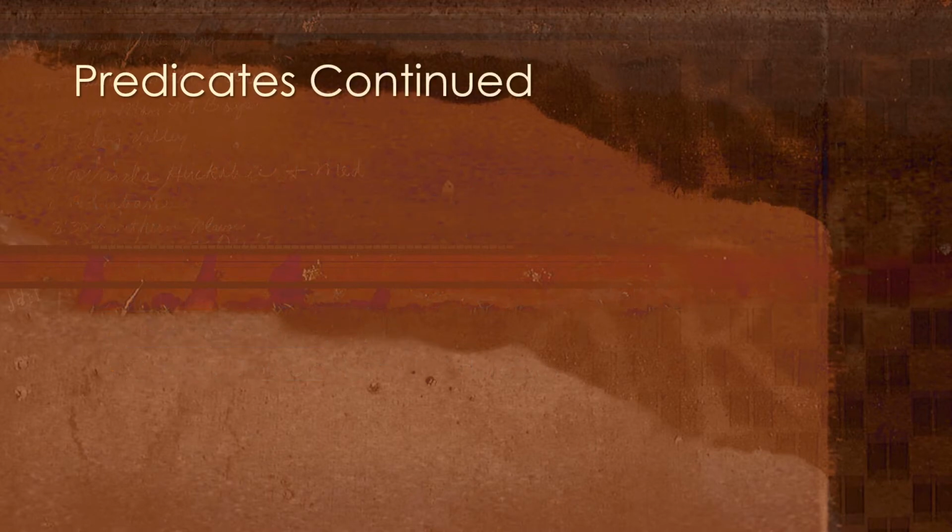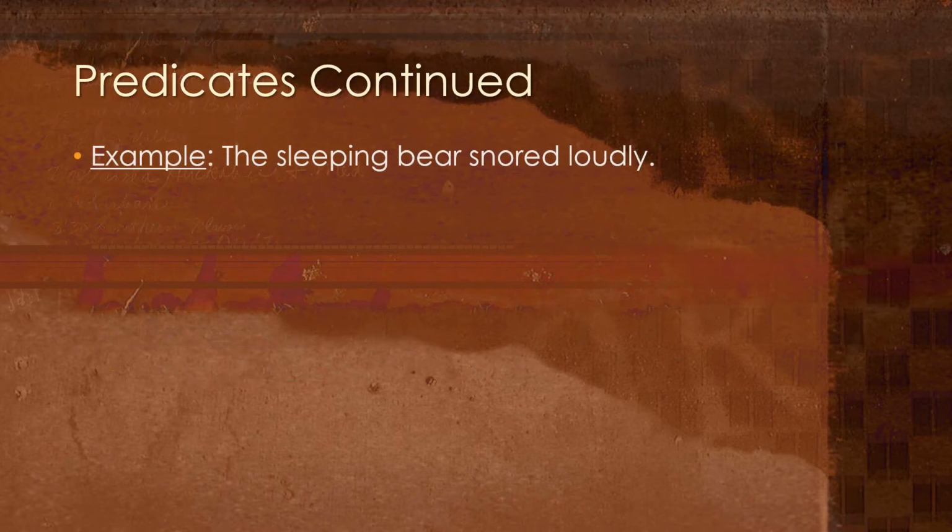Now just some examples of predicates here, just to hammer home the point. The sleeping bear snored loudly. Okay. Now, looking at this particular sentence, if we diagram it a little bit, just in our minds, if you want to do it on a piece of paper, you can. If we look at the example just like we had before with the chocolate cake, whatever subject we have in this sentence, let's look at that first.